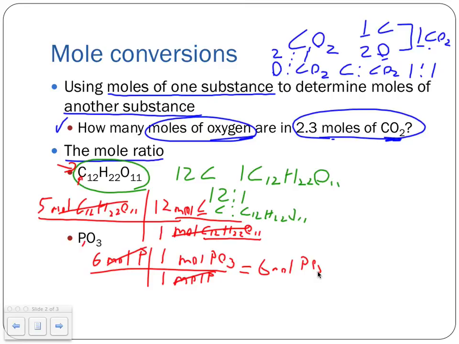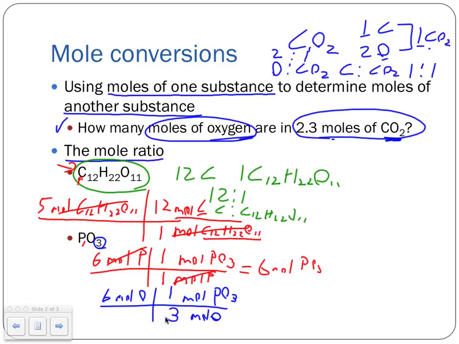Now, if, on the other hand, we'd had oxygen, if we'd said this starts with 6 moles of oxygen, we do it the same way. We still want to get rid of that original moles of oxygen. We want to go to moles of what we want, which in this case is PO3. But in this case, the mole ratio won't be 1-to-1 because there isn't 1 oxygen in 1 molecule of PO3, 1 oxygen atom. There are 3. Because there are 3 oxygens in every 1 PO3. And so for every 1 PO3, there are 3 moles of oxygen.